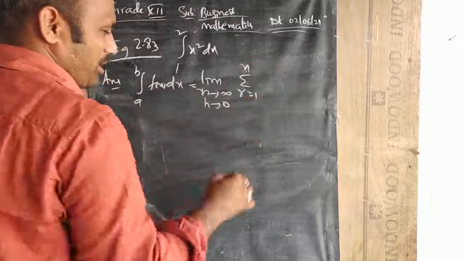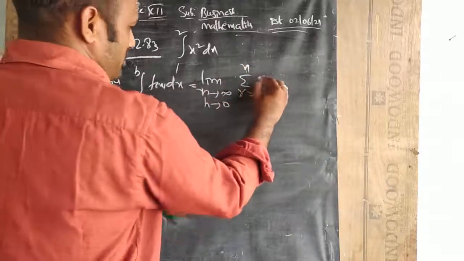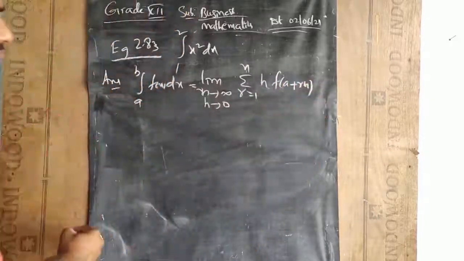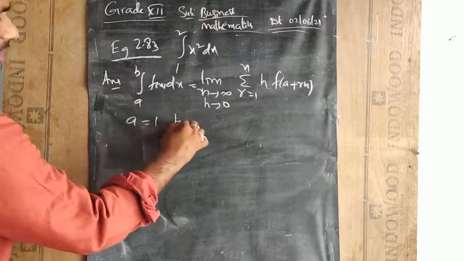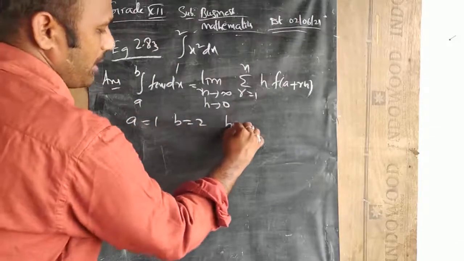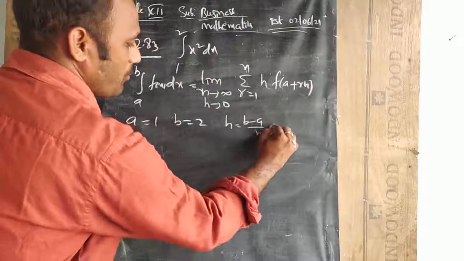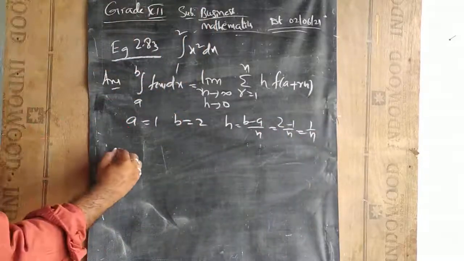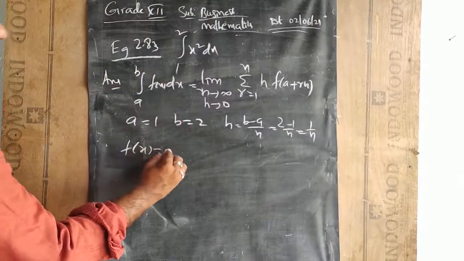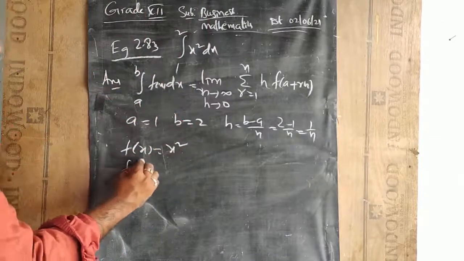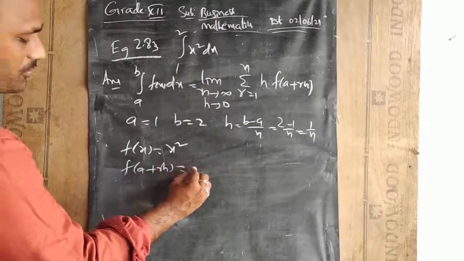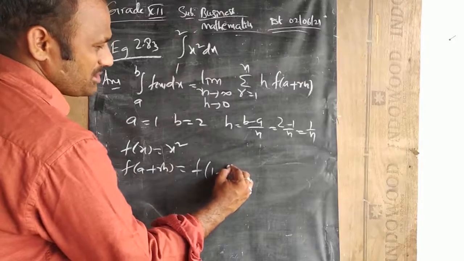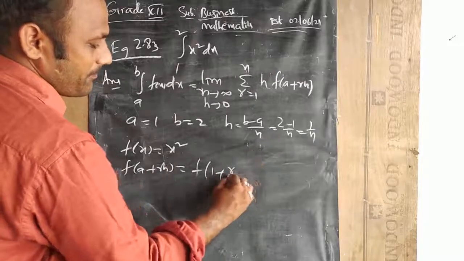summation r equals 1 to n, h into f of a plus rh. So first, what is a value here? a is 1, b is 2, h will be (b minus a) by n, which is (2 minus 1) by n, so 1 by n. So f of x is equal to x square. So I want f of a plus rh. f of a means 1, plus r times h, which is r by n.